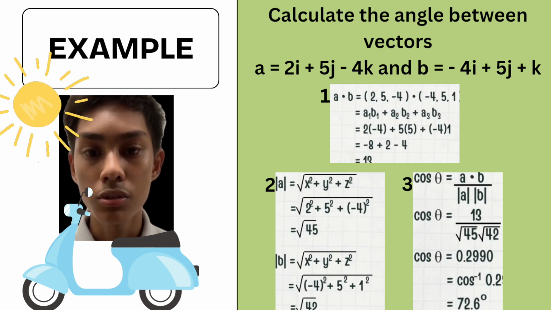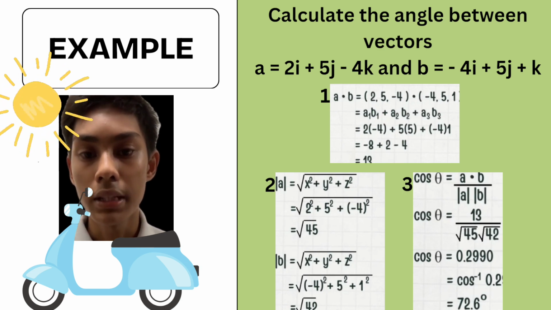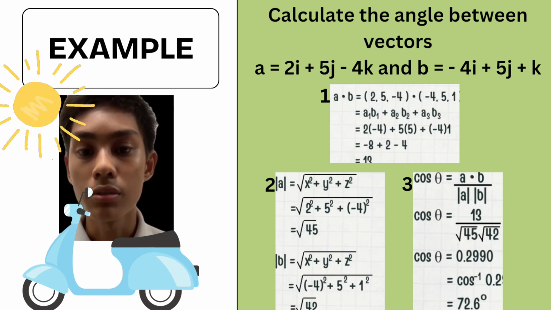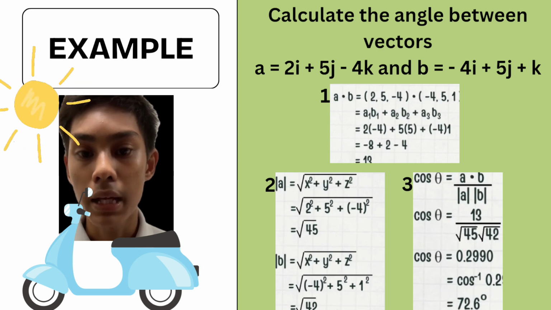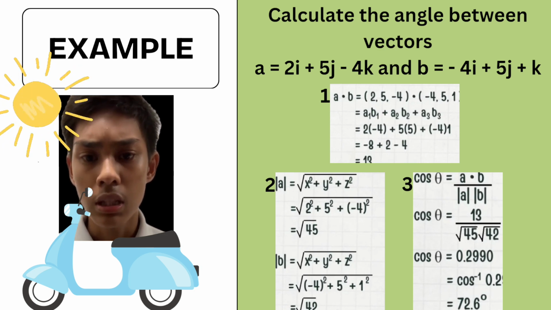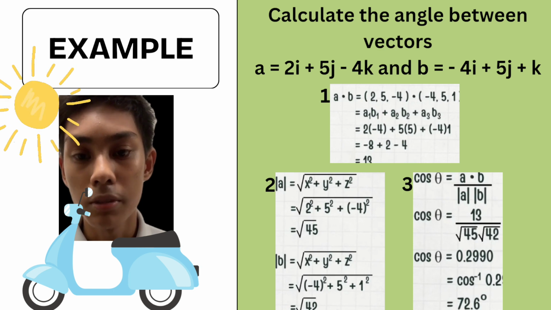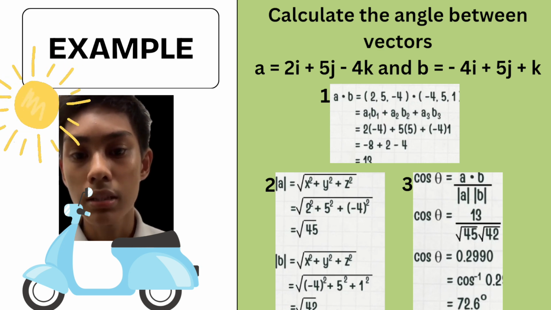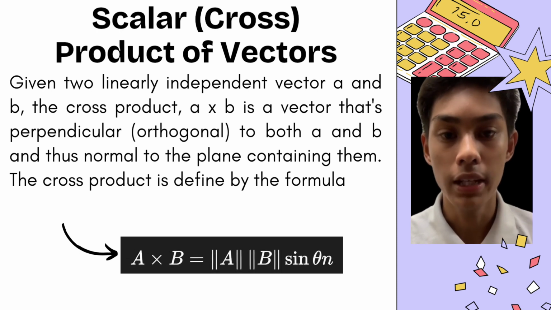To find the angle, you should use the formula cos theta equals A dot B divided by the magnitude of A multiplied by the magnitude of B. So cos theta equals 30 divided by square root 45 multiplied by square root 42, equals 0.29990, and then use the cos inverse of 0.29, and using the calculator you should get 72.6 degrees.